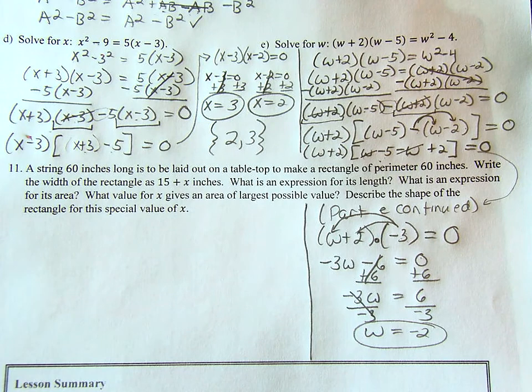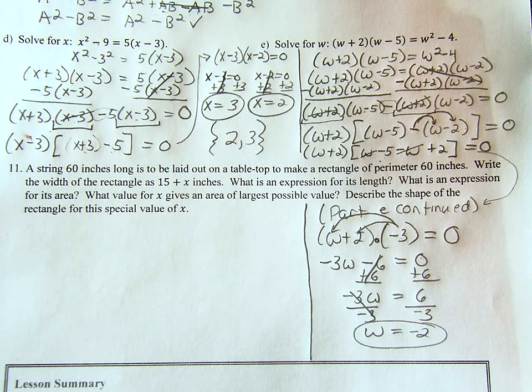So looking at this, a string 60 inches long is to be laid out on a tabletop to make a rectangle of perimeter 60 inches. Write the width of the rectangle as 15 plus x, and they want to know what is an expression for its length and what is the expression for its area. What value of x gives you an area of the largest possible value? Describe the shape of the rectangle for the special value of x.